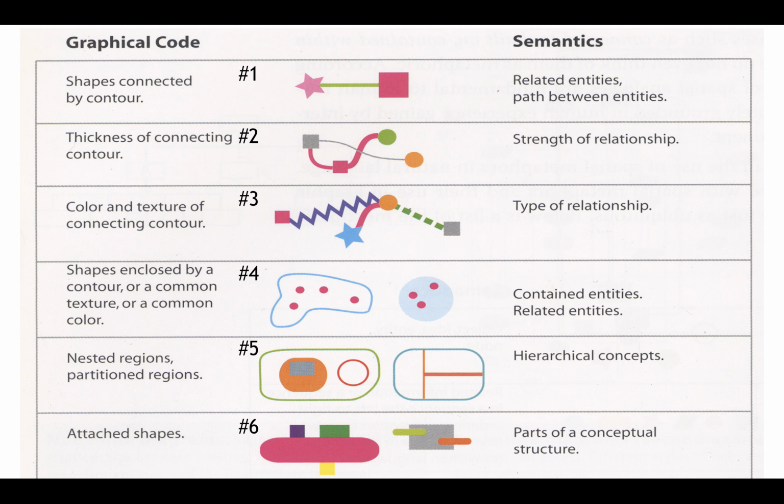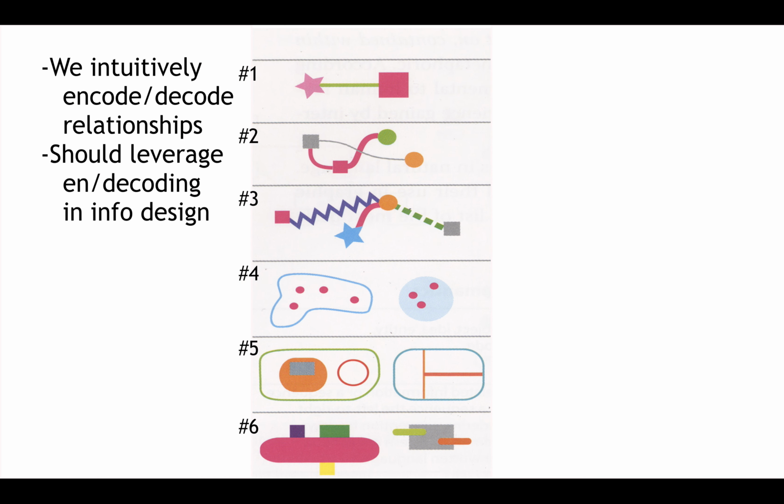And then finally, attached shapes show different parts of a conceptual structure. Regardless of what these things are, you see the 3 entities on the left that are around the pinkish rounded rectangle. You might say they are less central to that concept than the gray rectangle with the green and the orangish shapes, because they align more inside it. So again, these different graphical codes lead to different semantic understandings.